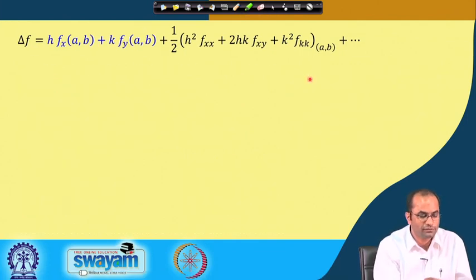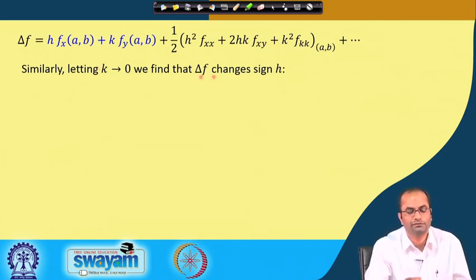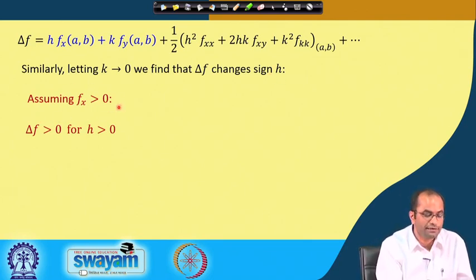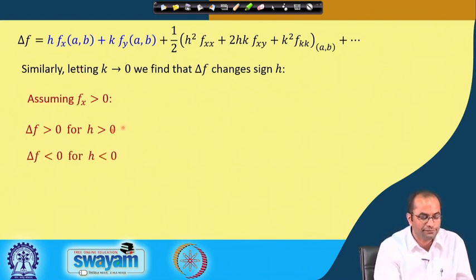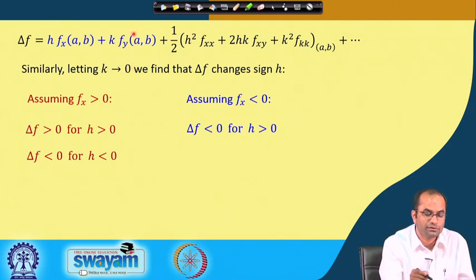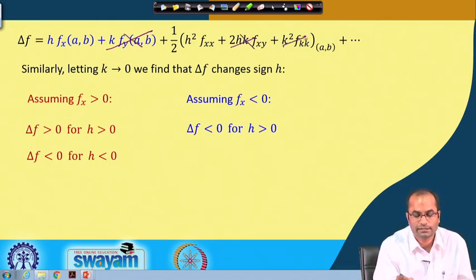We had this expression already. Now, similarly we will let k tend to 0, and then we will find that delta f changes sign for h. For example, if we take f_x positive, then we will realize that delta f is positive, and when h is negative, delta f is negative, when we let h, k tend to 0. So, this term is removed here, and all these terms where k is there will go to 0. So, we have h f_x and so on.